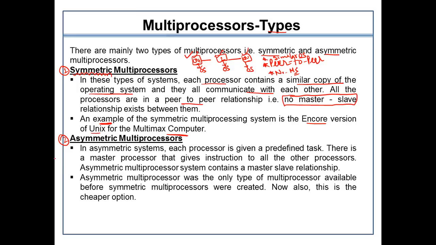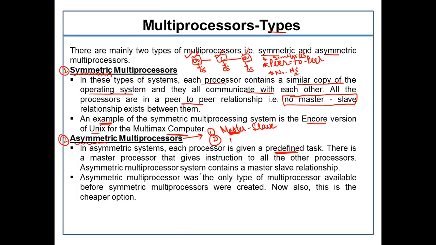Now let's define the second type, which is asymmetric. It is exactly the opposite of symmetric, as the name implies. Basically, these kinds of processors have a master slave kind of relationship. Okay, so why is it so? Because there is one processor who is managing or coordinating the other processors. So each and every processor is given a set of tasks.